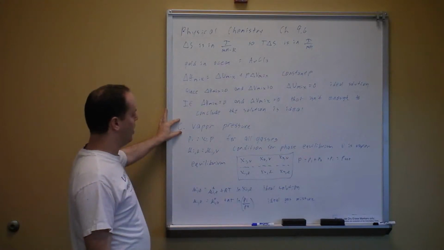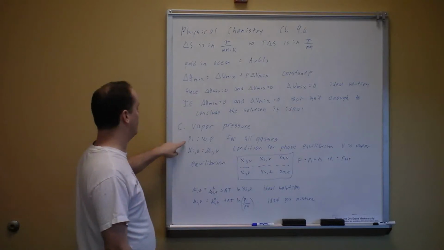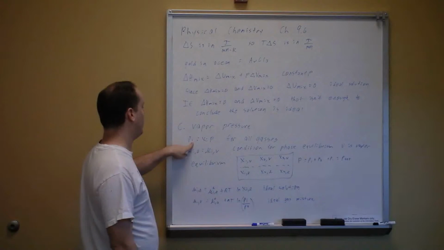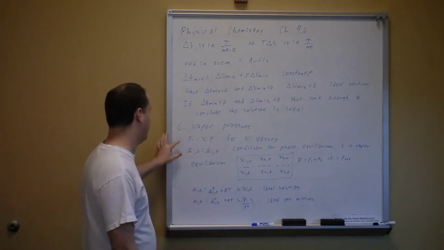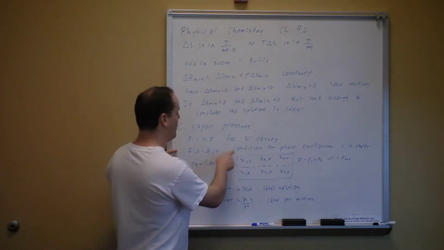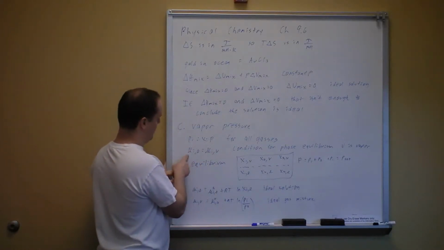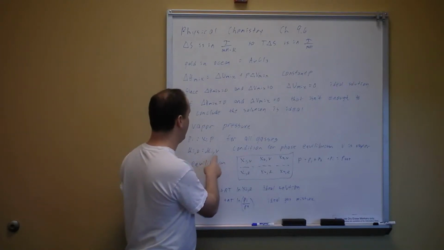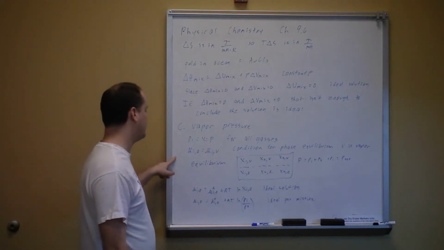Now, let's talk about vapor pressure for gas above a liquid solution, an ideal solution. Now, we know for any gas that the partial pressure of substance i is equal to the mole fraction of substance i times the total pressure in the gas. Now, remember our condition for phase equilibrium is that the chemical potential of i in the liquid phase is equal to the chemical potential of i in the vapor phase. Remember, we're going to use V for vapor, not G for gas.